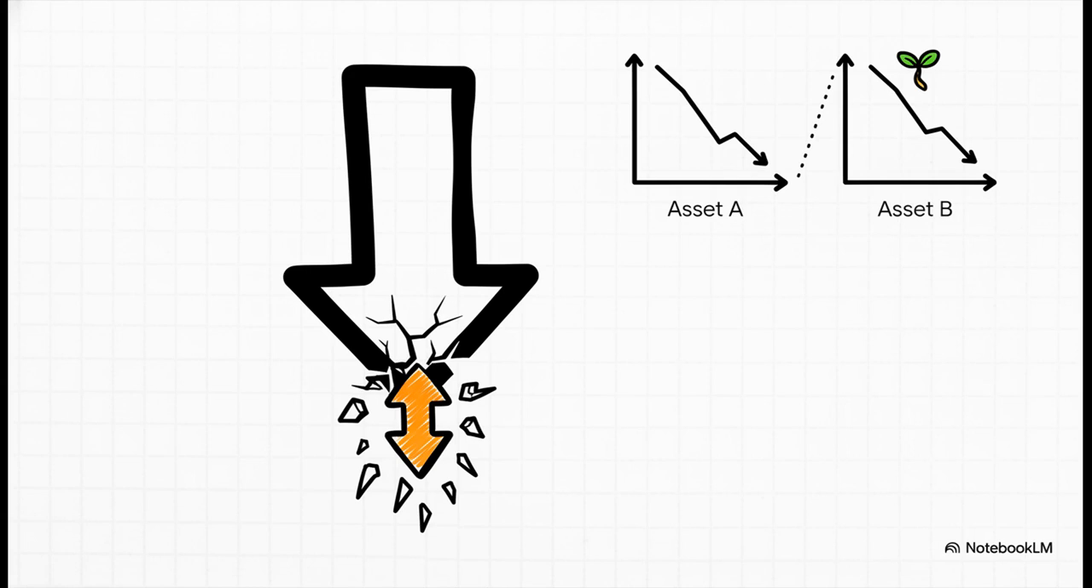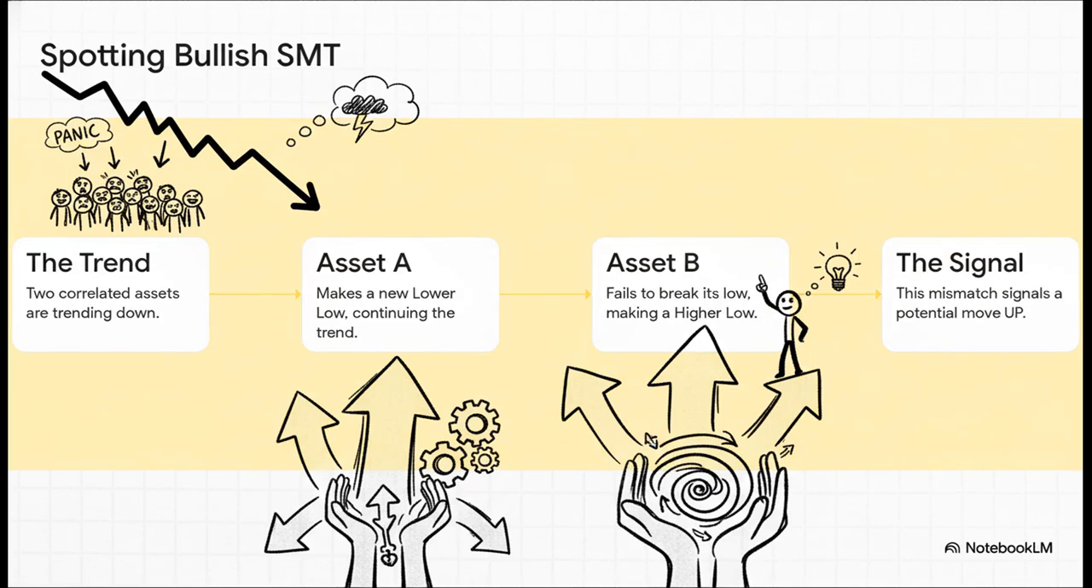This is your tool for finding hidden strength when, on the surface, the market looks really weak. It's like a secret heads-up that says, hey, even though this one asset is tanking, the overall selling pressure is actually fading out. A reversal could be right around the corner. So here's the play-by-play. The market's trending down, right? Everyone's freaking out as Asset A makes a new lower low. It drops below its previous bottom. But here's the key. You look over at its buddy, Asset B, and Asset B refuses to go down that far.